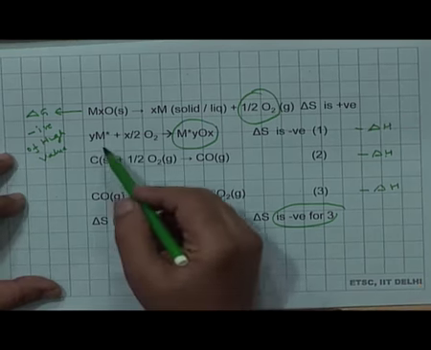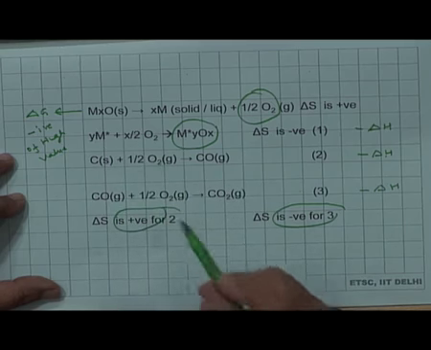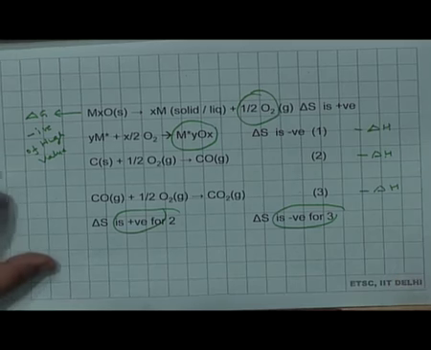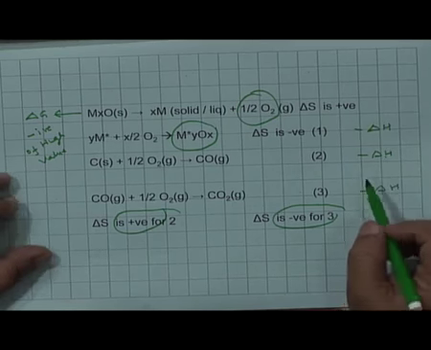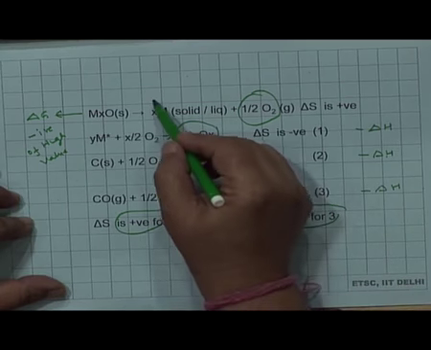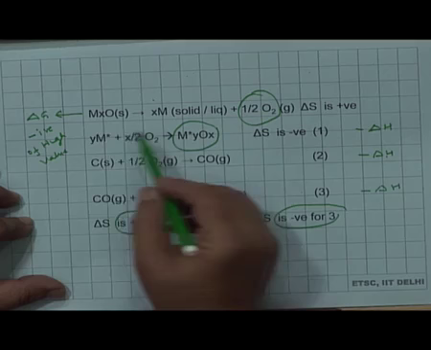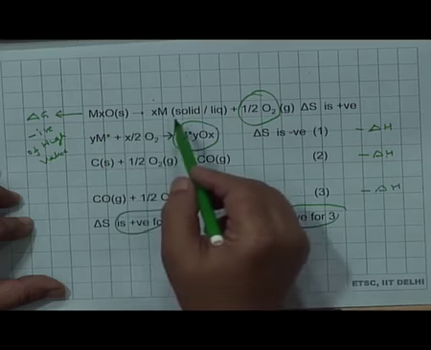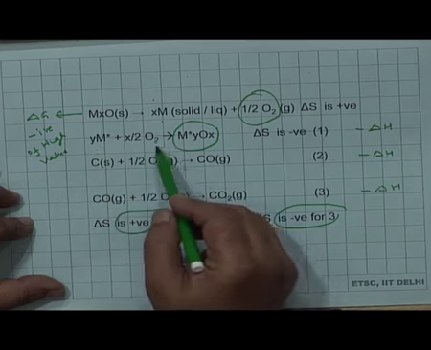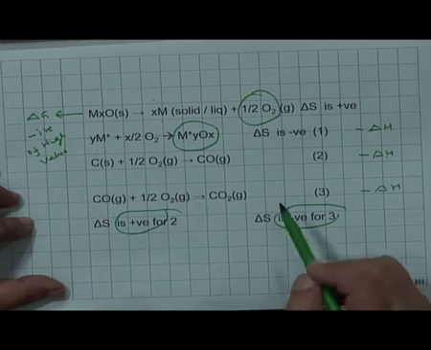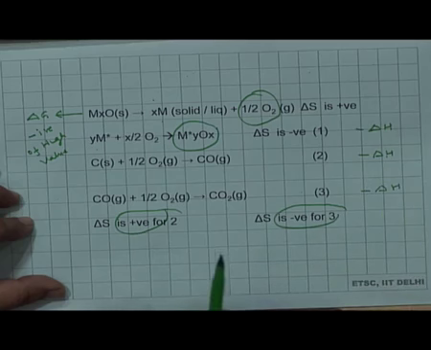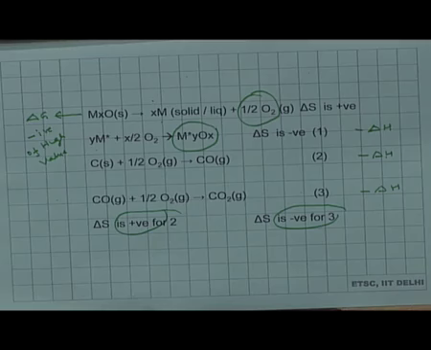Then that will be a suitable reducing agent. So, it can be metal, it can be carbon, it can be carbon monoxide, but the criterion is that the delta G of the two reactions, one in which we want to convert oxide into metal, and the other where we want to take this oxygen, the combination of the two should give delta G negative of high value. That is very important.